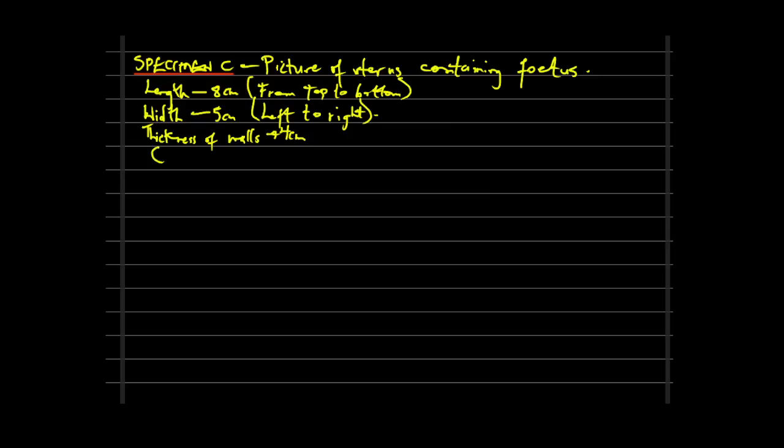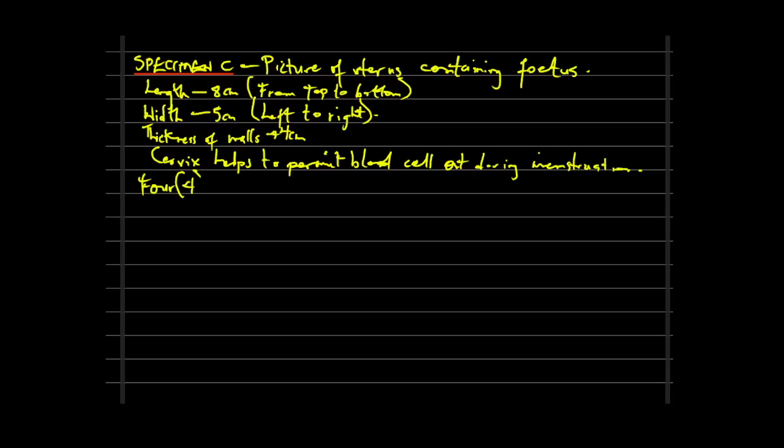So I said that the cervix helps to permit blood cells out during menstruation. Also, it permits sperm cells entrance into the uterus. And then we talked about the four sections.